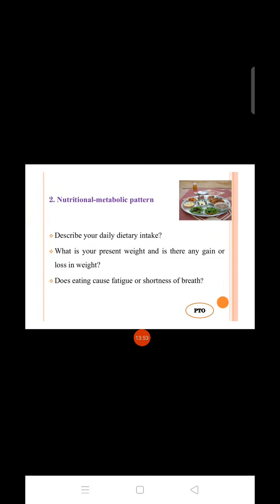Next, what is the nutritional metabolic pattern? We have to describe your daily dietary intake. What is the present weight? Is there any gain or loss in weight? Does eating cause fatigue and shortness of breath? Does eating cause any kind of fatigue or shortness of breath? That also we have to assess in the nutritional metabolic pattern.